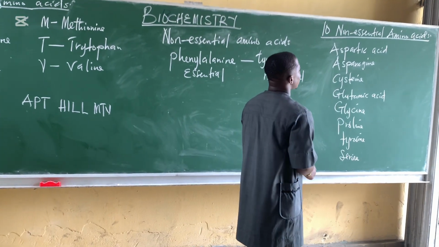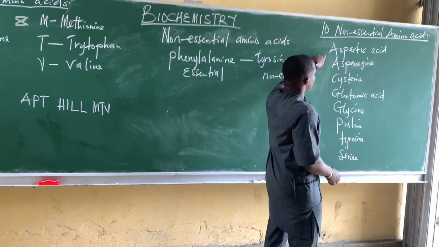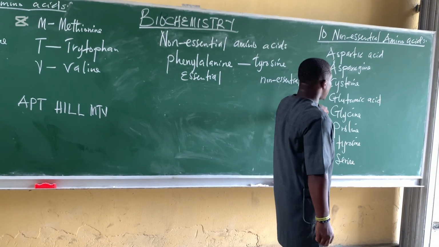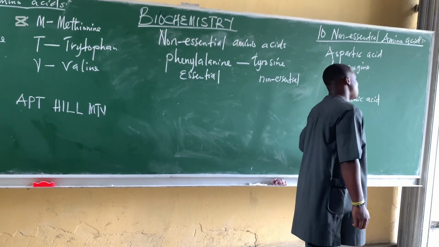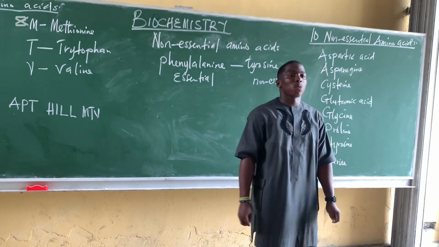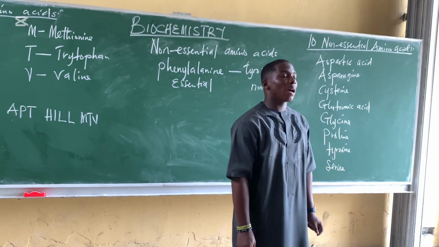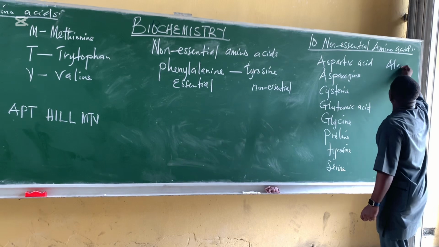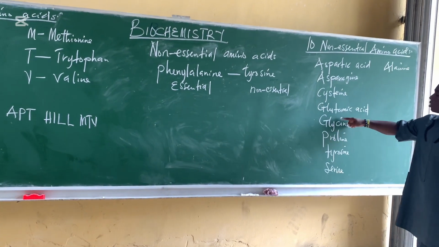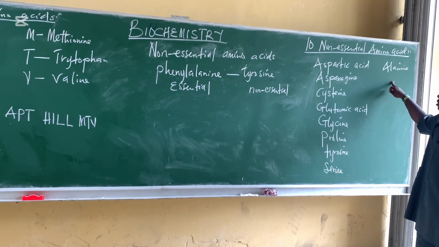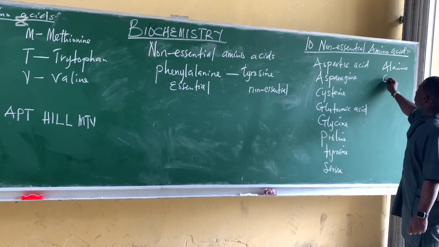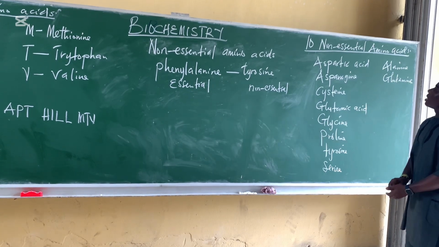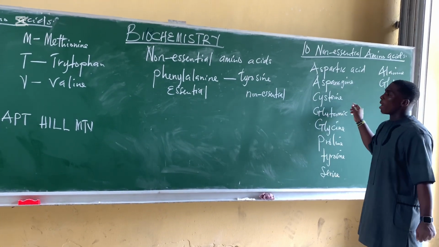Number nine, proline. The last two are what and what? Alanine, and the last one has a G: glutamine. That is it. So these are the 10 non-essential amino acids.